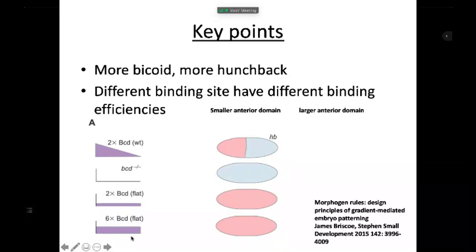Now, if there's no gradient, it doesn't matter if we have increased dosage of bicoid. If there's no gradient to this bicoid, then we still see contiguous expression across the whole embryo. So we need that gradient of bicoid to define the clear region where hunchback is expressed in the embryo.